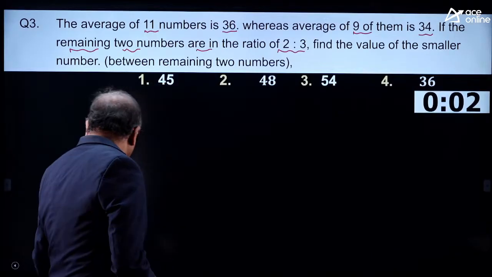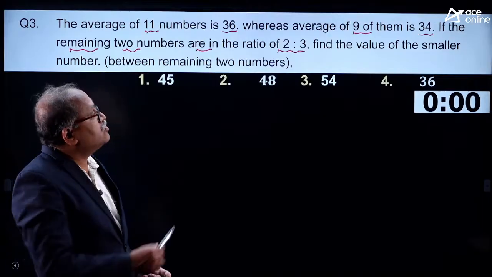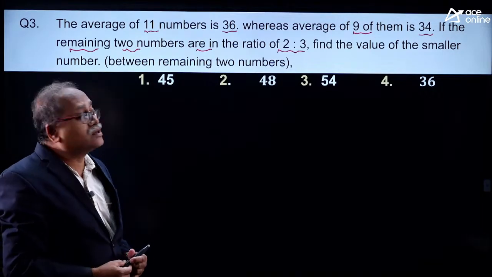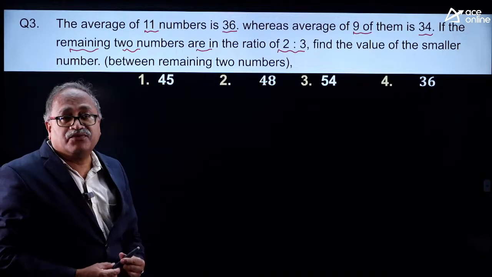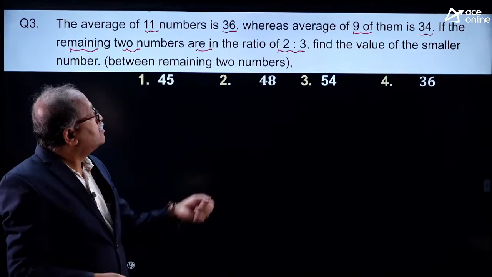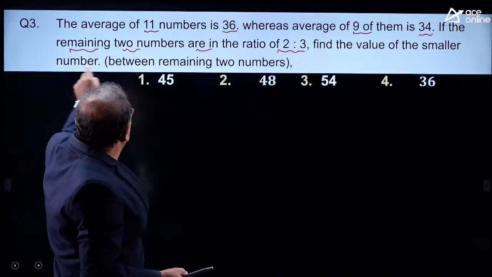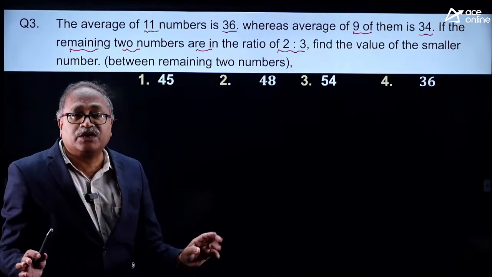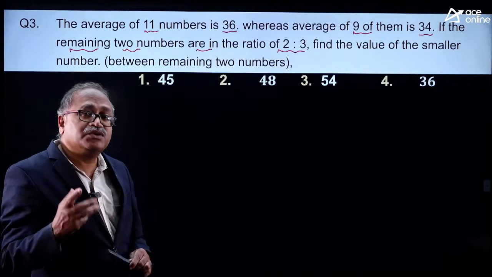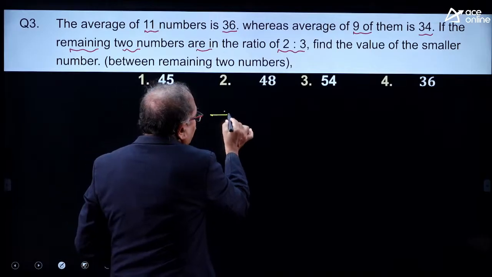Fine. Now, let me show you how you people might have done it. You have taken the total over here, 11 into 36 minus 9 into 34. Then you got the sum of the 2 numbers, and you have divided it in the ratio of 2:3. You need the smaller number. You have taken the 2 part out of 5 parts. That is one method.